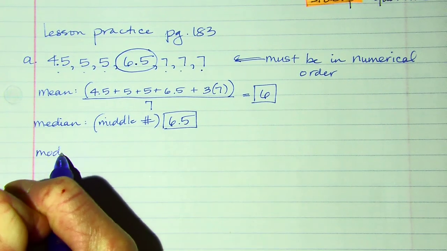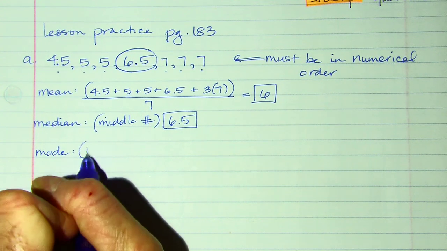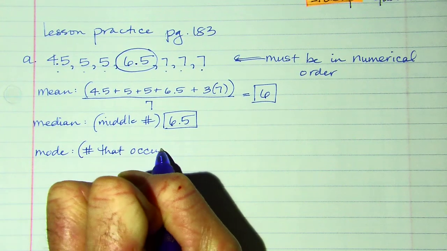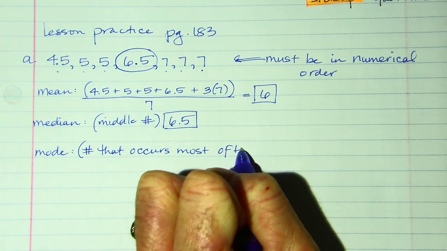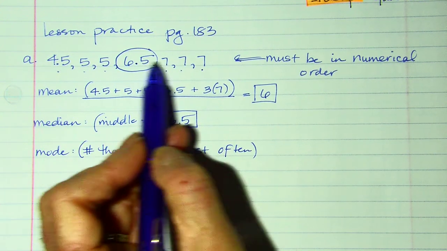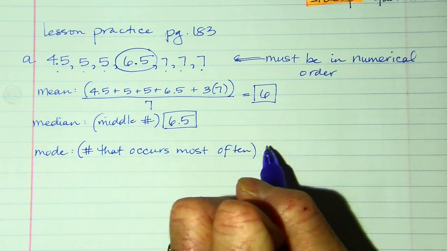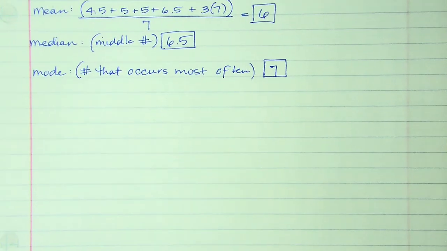Mode, you can have no mode. You can have one mode, you can have several modes, but it should be the number that occurs most often. You don't need Desmos for that. If I look at this list, there are 3 7s. There are more 7s than any other number. So my mode is 7. Okay? All right.